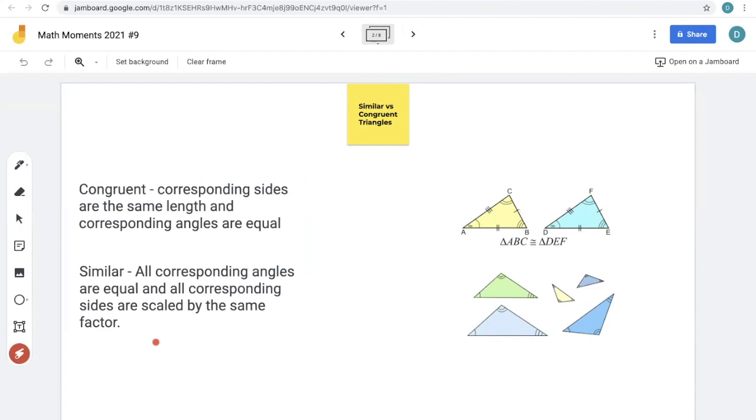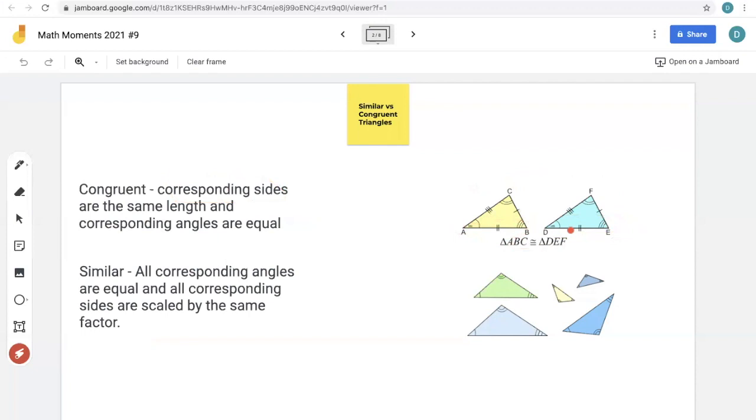Now, what does that mean? Well, corresponding sides refer to sides of the triangle that are the same in where they're placed. So for example, you can see in these two triangles on the right here that the bottom sides are what you would call corresponding sides. They're in the same place of the triangle, and that's what makes them corresponding.